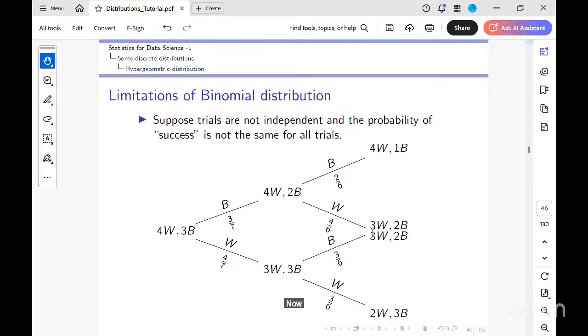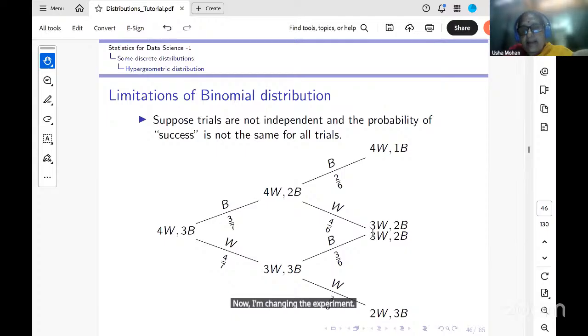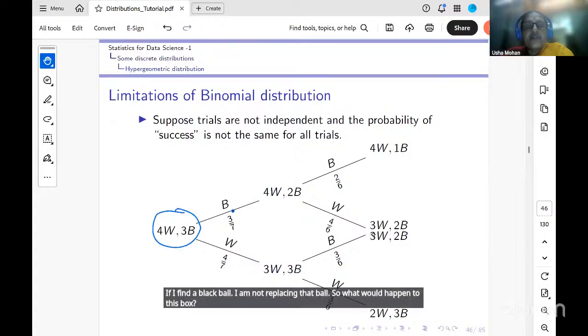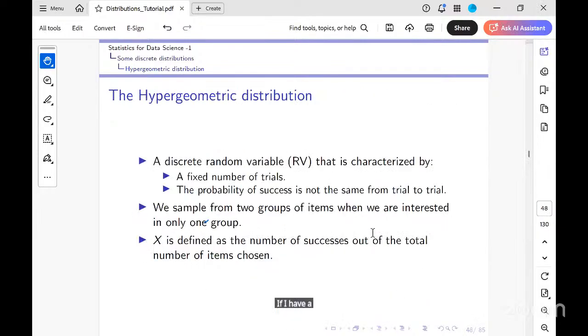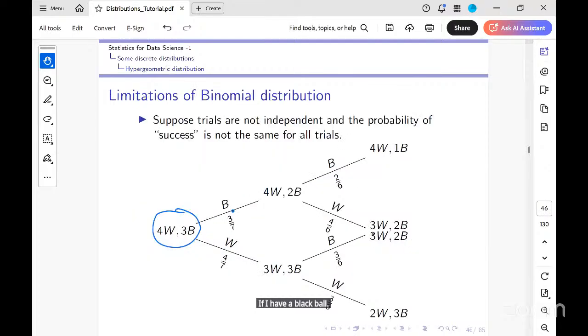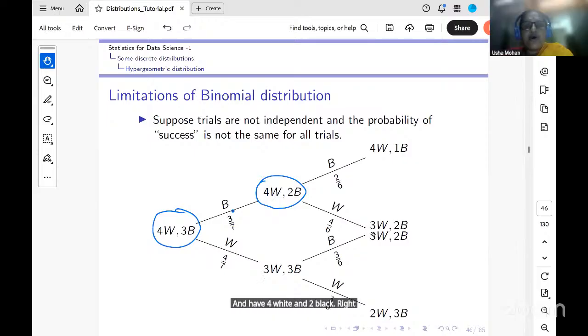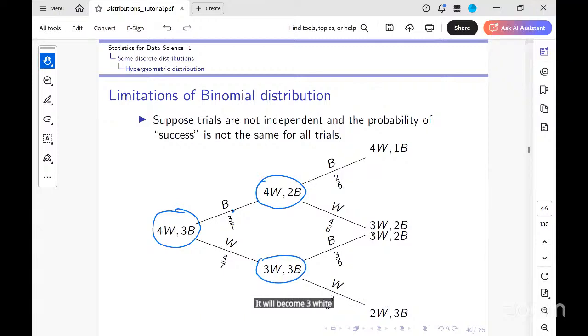Now I'm changing the experiment. I am picking up a ball, the first trial. If I find a black ball, I am not replacing that ball. So what would happen to this box? If I have a black ball, the number of black balls will reduce from 3 to 2. If it is a white ball, it will become 3 white and 3 black.